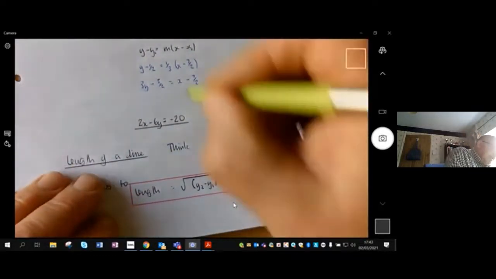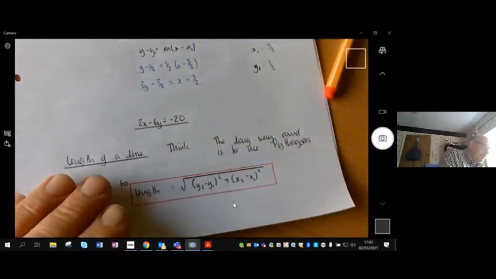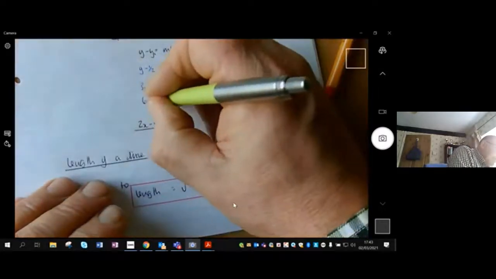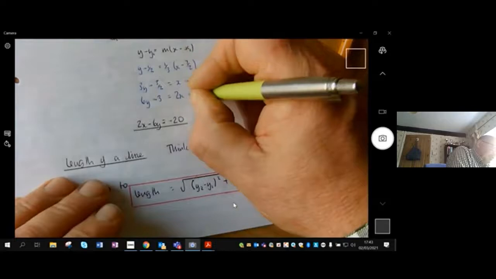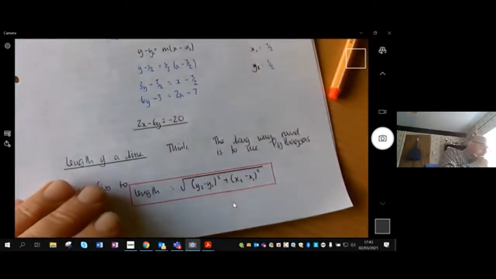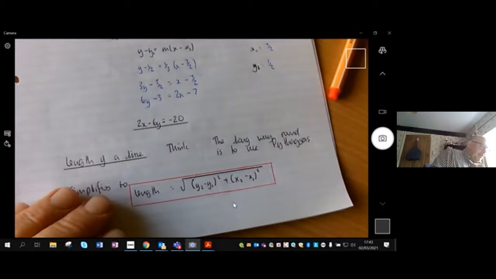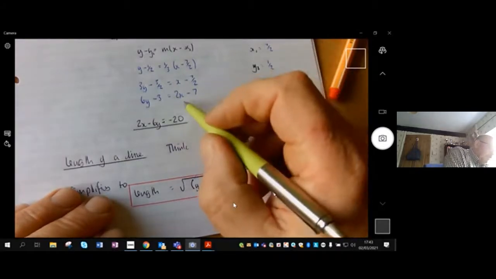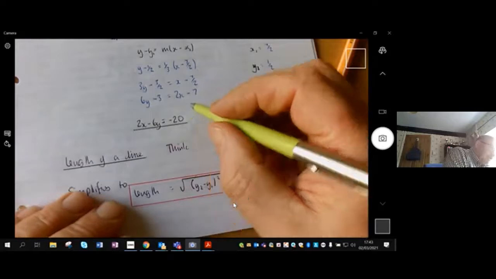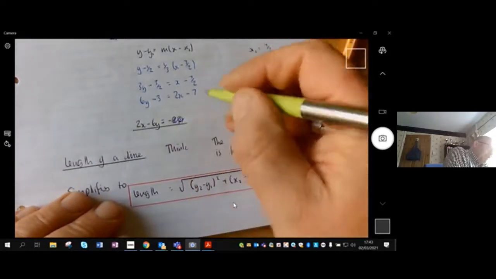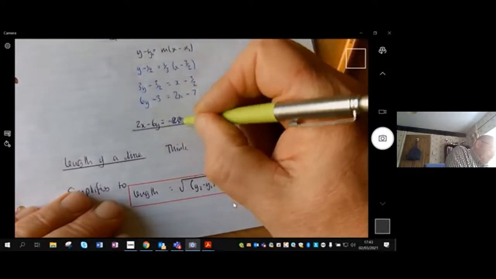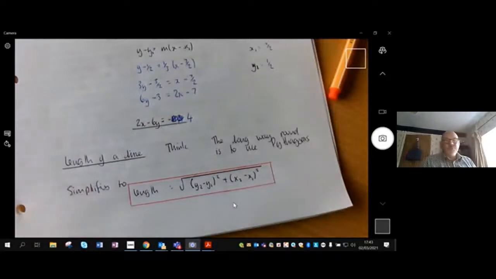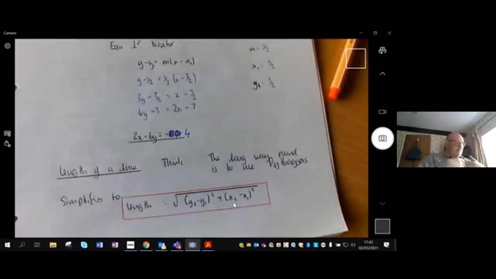Okay, and then multiplying through by 2, I get 6y minus 3 equals 2x minus 7, and that would give me 2x minus 6y, and does not equal minus 20 at all. It equals 4. I'm making a right mess of these. Okay, and again, simple if you don't make a silly mistake.